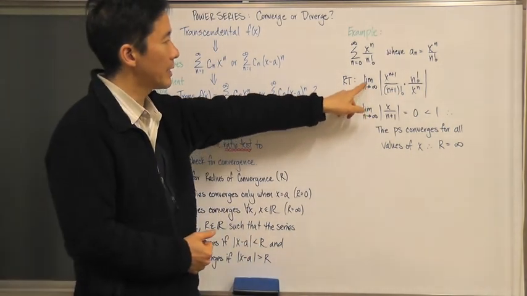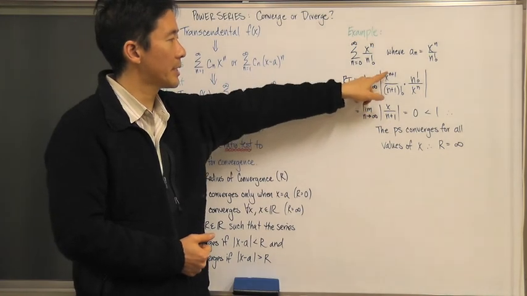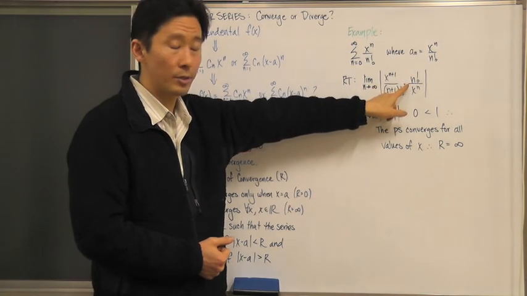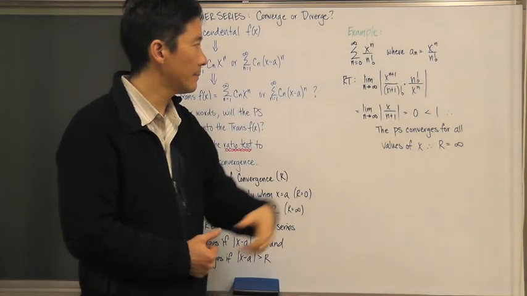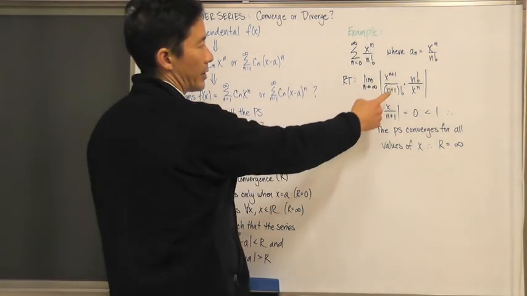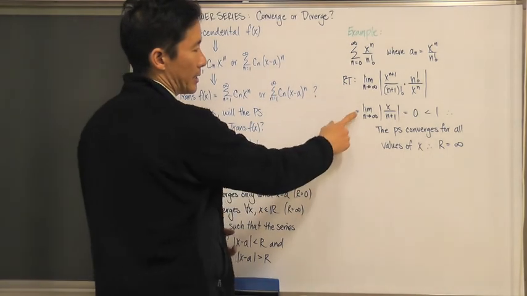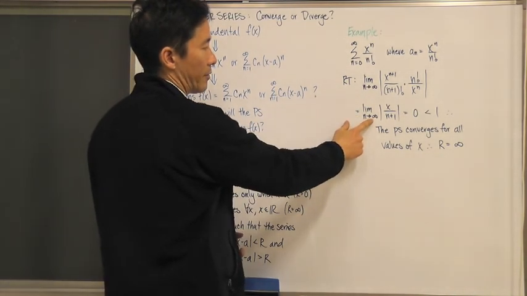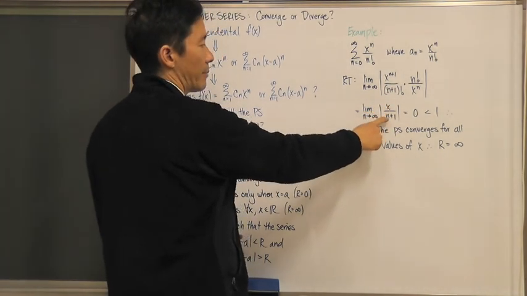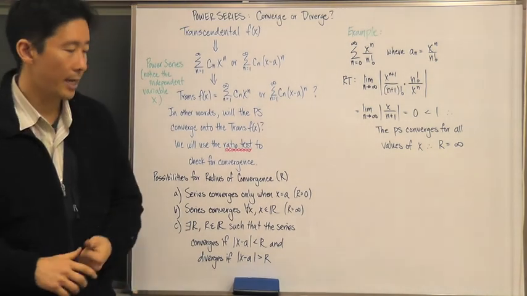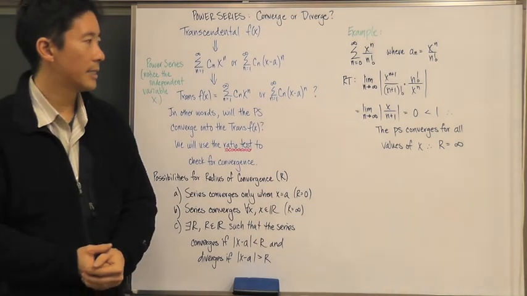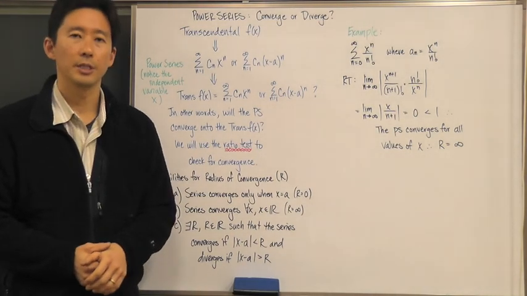So I'm going to take the limit as n approaches infinity. Notice that I have a sub n plus 1 here, multiplied by the reciprocal of a sub n, in absolute value bars. And what I'm going to come out with after I do all the cancellations is that this is going to be equal to the limit as n approaches infinity of the absolute value of x divided by n plus 1. And if we take n to approach infinity, then this is also going to approach 0.